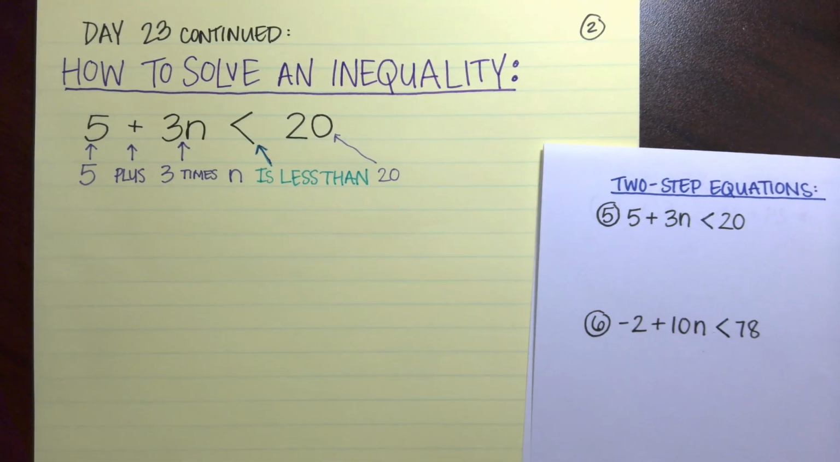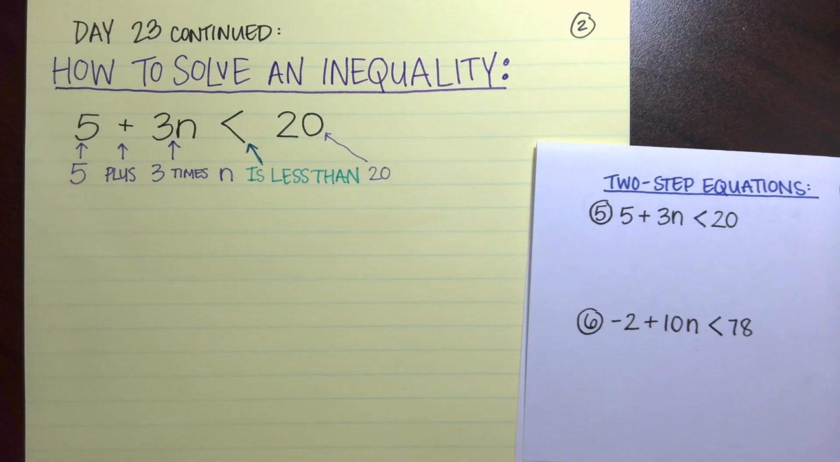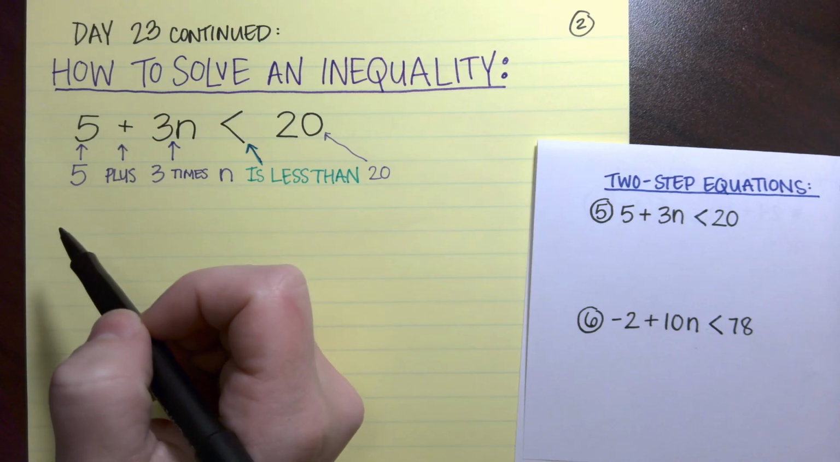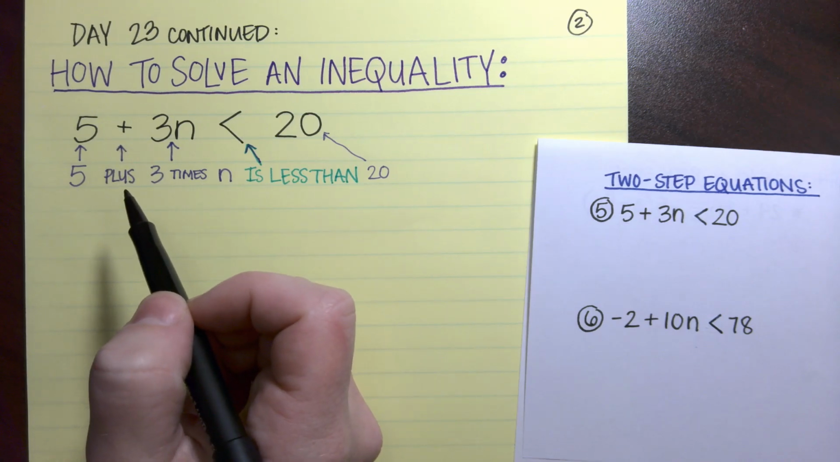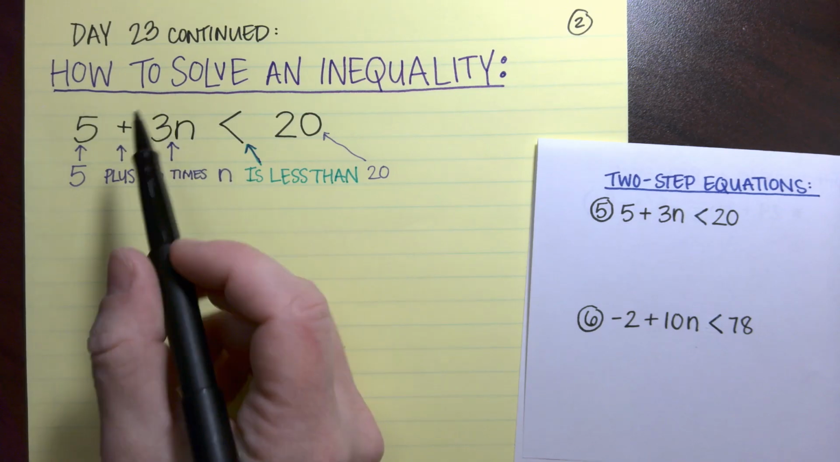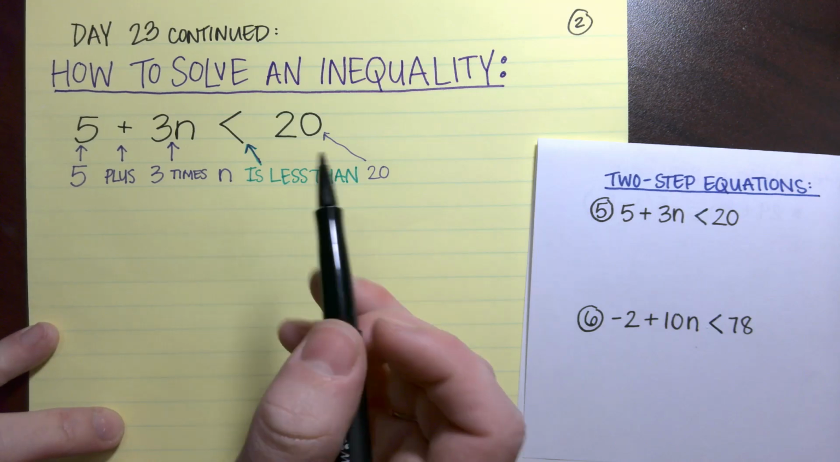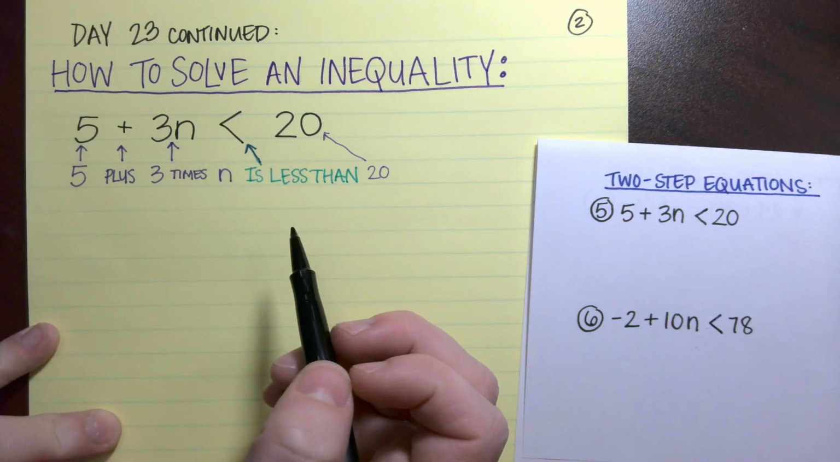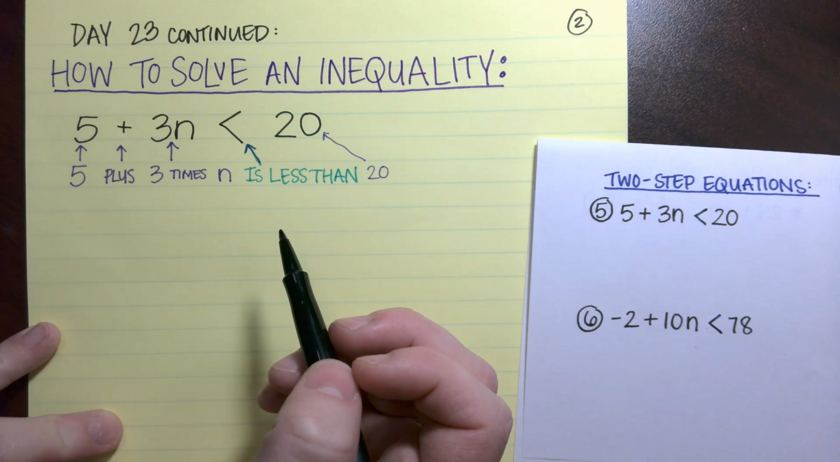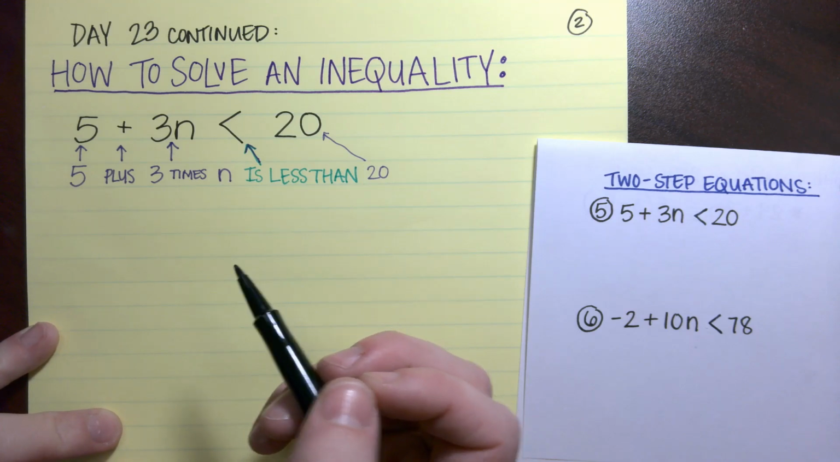All right. So the first thing to do when we are trying to solve an inequality is we want to identify our operations. And all that means is I want to look at what kind of pluses, what kind of multiplication, division, what kind of things are going on in my inequality. We want to identify our operations so that we can decide which one to undo first.